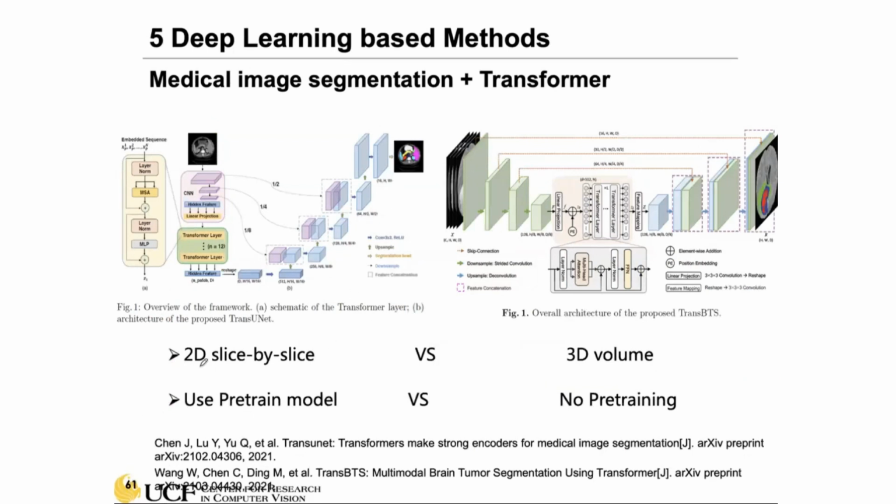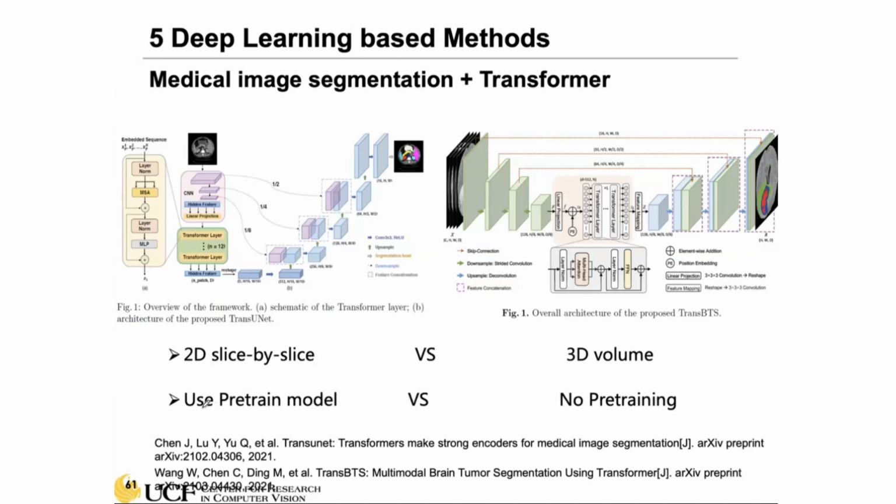Here I'm listing these two fundamental differences. One is slice by slice, the other is a 3D volumetric approach. You can think of this like the differences between 2D UNet and 3D UNet. And another difference concerns TransUNet, which is the 2D version.